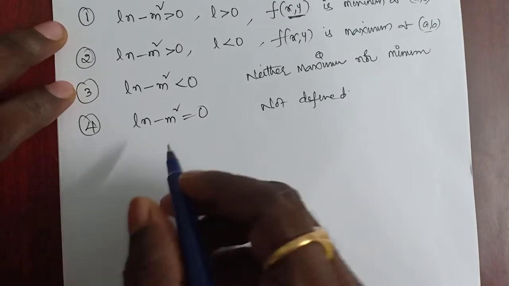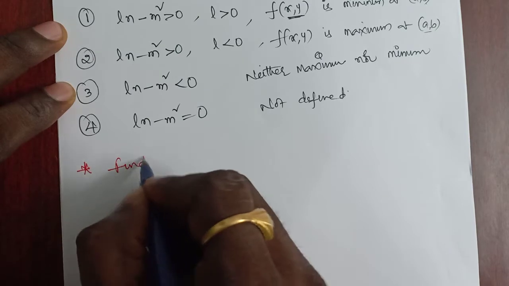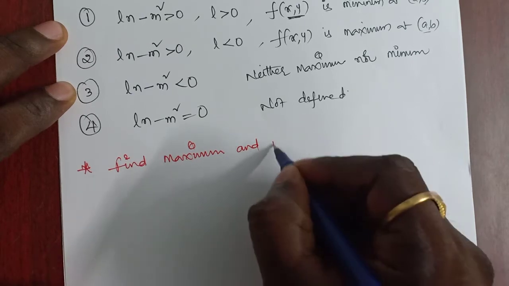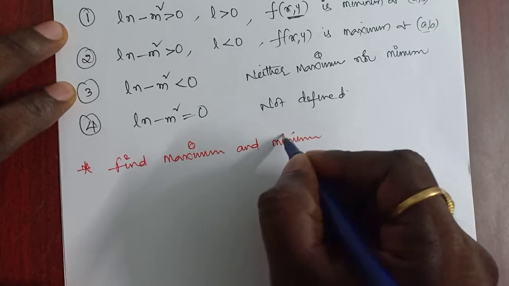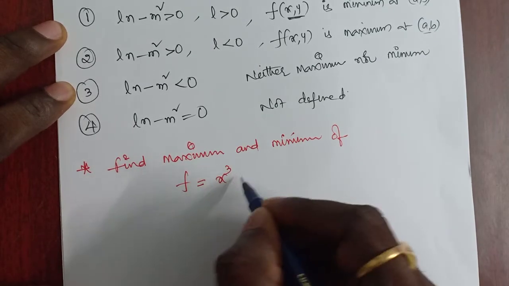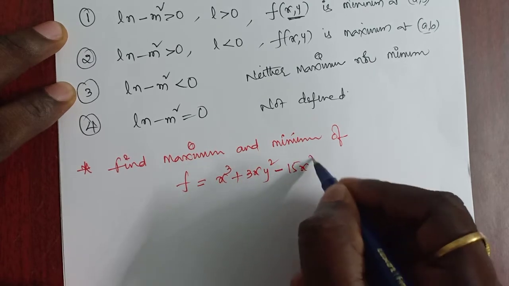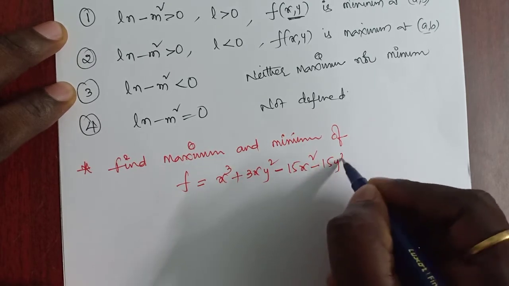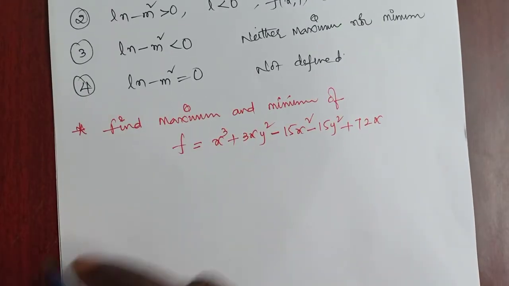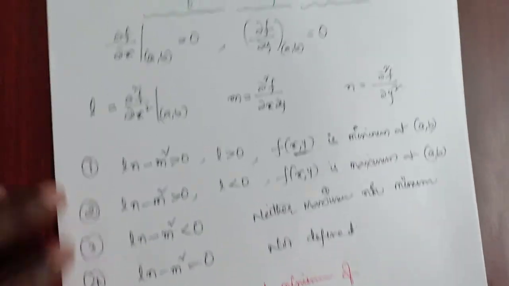Now we will solve a problem on maxima and minima. The first very important one is: find the maximum and the minimum of f equal to x³ plus 3xy² minus 15x² minus 15y² plus 72x. So this is the question. Come to the solution. What do we need to find?